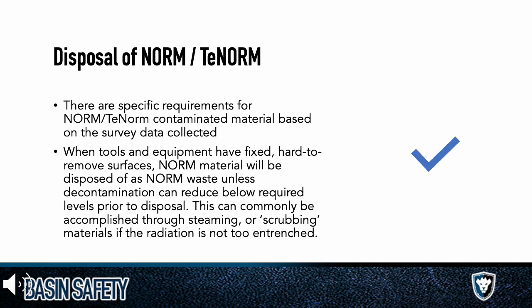There are specific requirements for NORM and TENORM contaminated material based on the survey data collected. When tools and equipment have fixed, hard to remove surfaces, NORM material will be disposed of as NORM waste unless decontamination can reduce the levels below required levels prior to disposal. This can commonly be accomplished through steaming or scrubbing materials if the radiation is not too entrenched in the material or the surface.